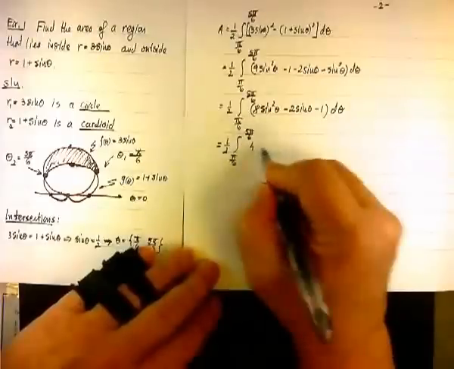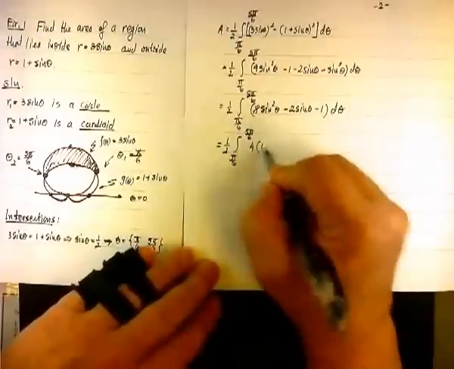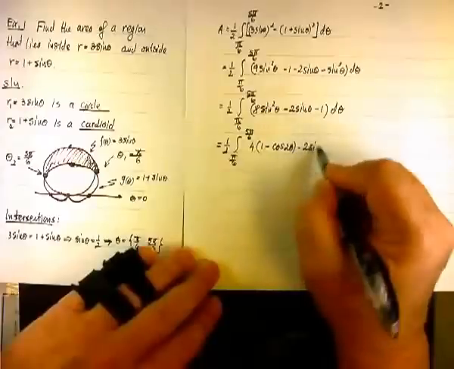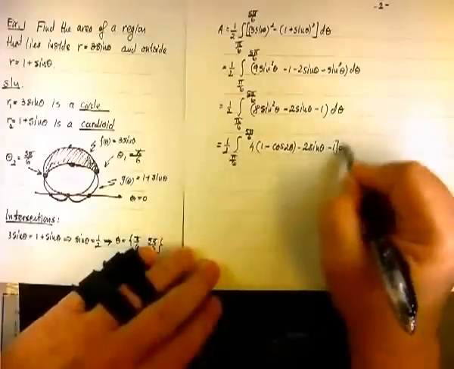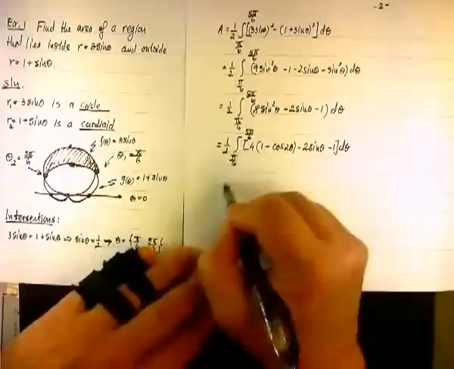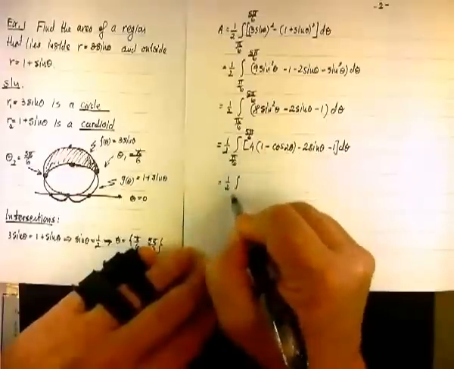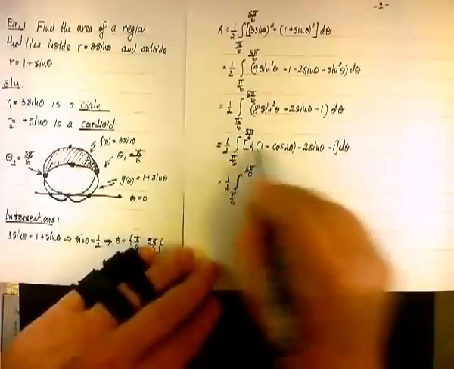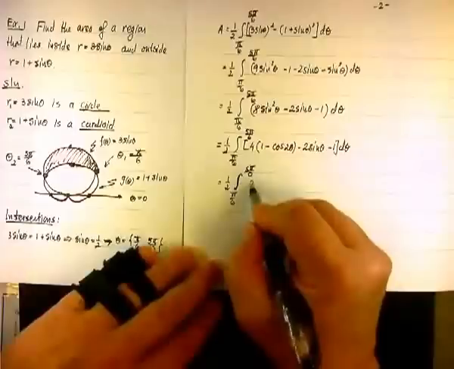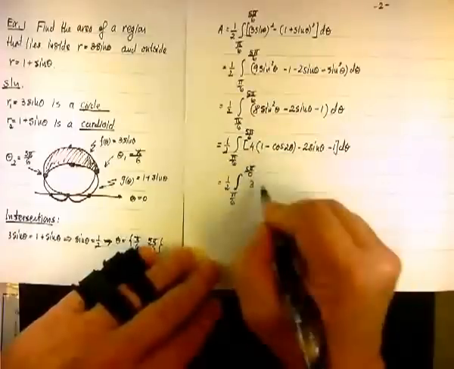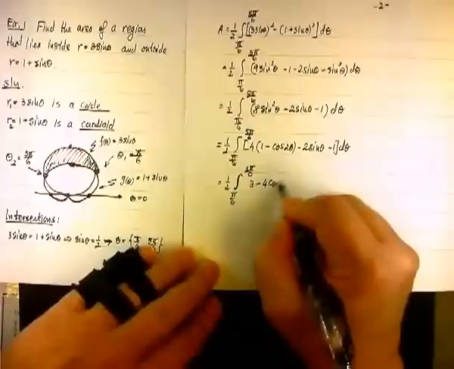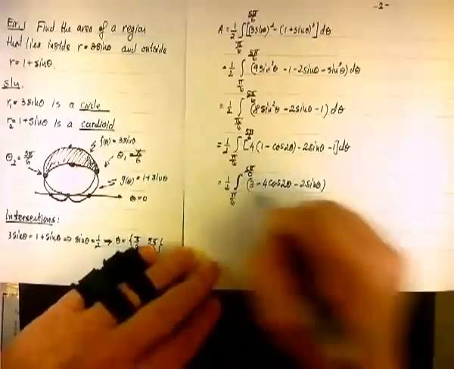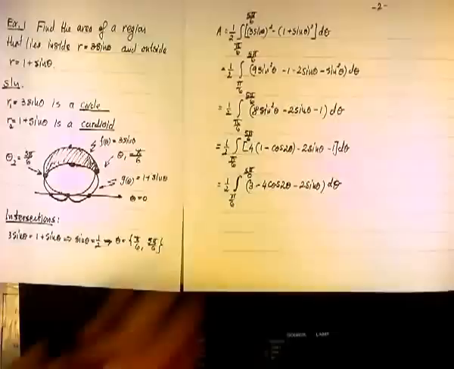1/2 of 8 is 4, and you have 4 times (1 minus cosine 2 theta), and then the rest hasn't changed. So all we need is to put everything in order. So we have 4 minus 1, well, that will be 3, right? And then we have minus 4 cosine 2 theta minus 2 sine theta. And I'm ready to find the antiderivative.